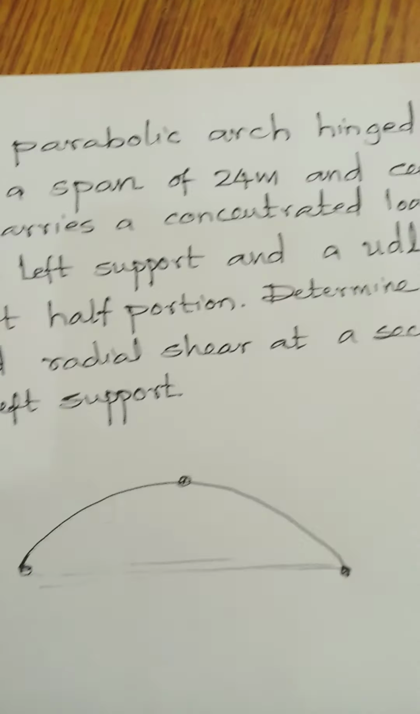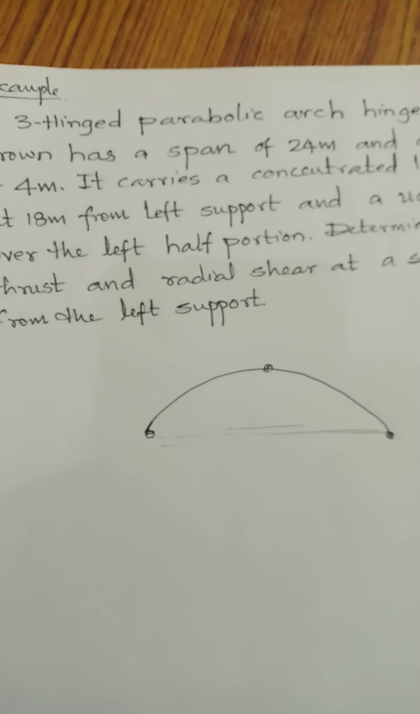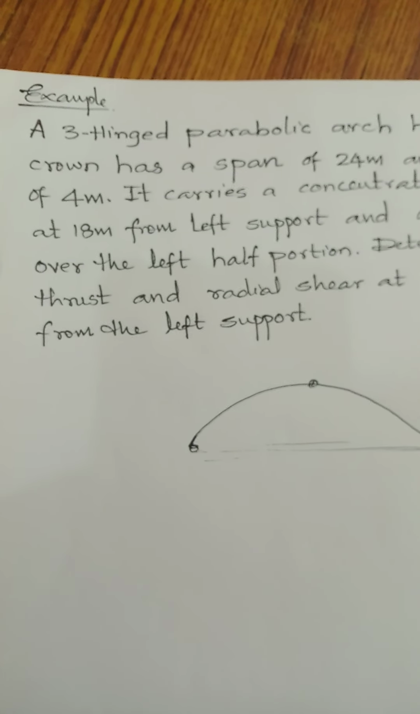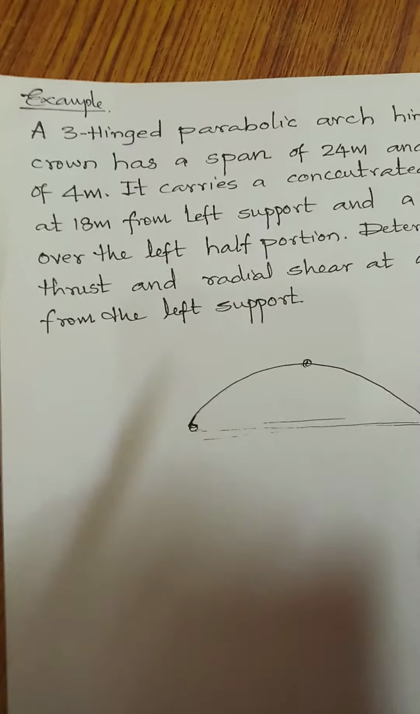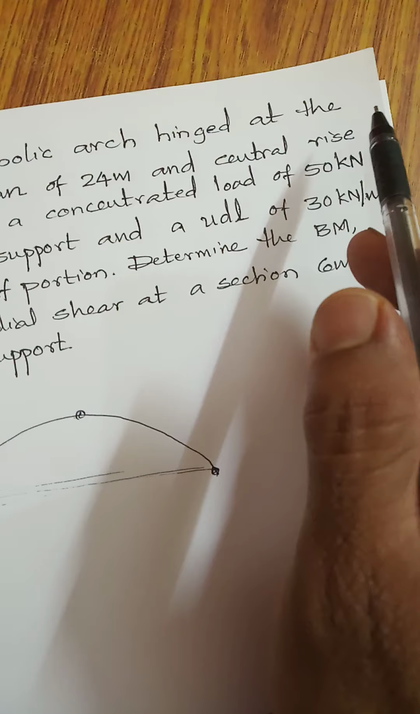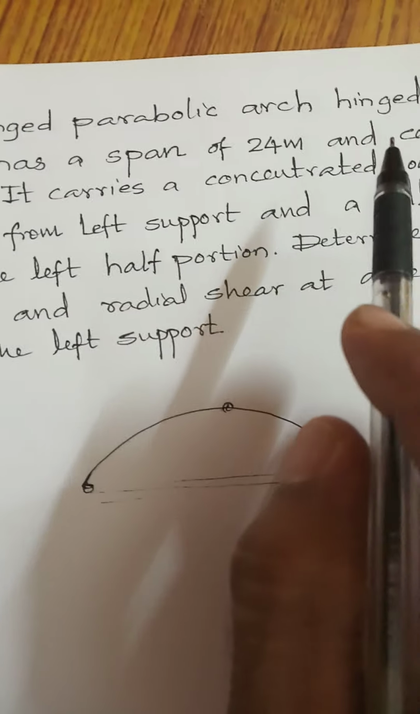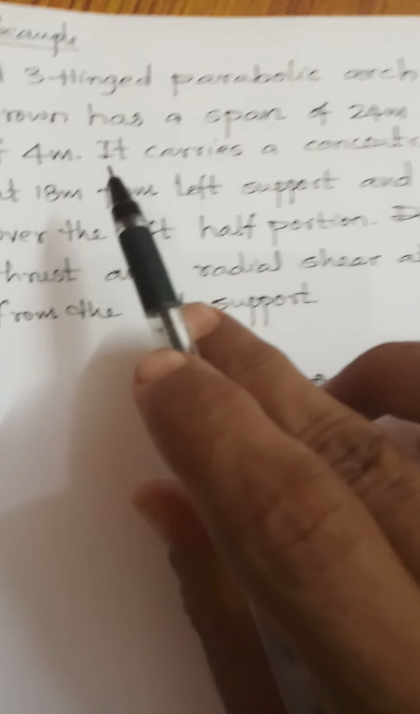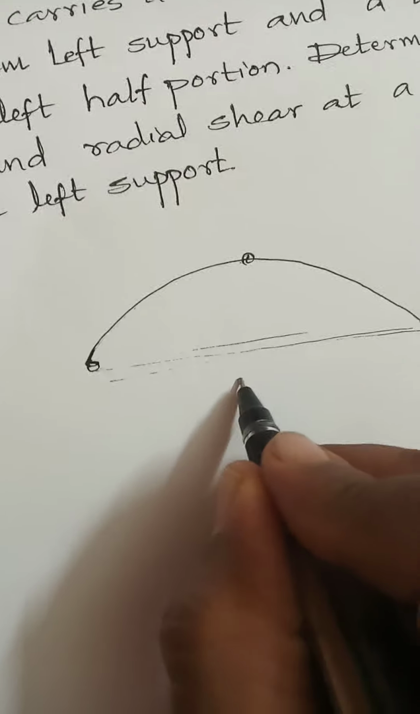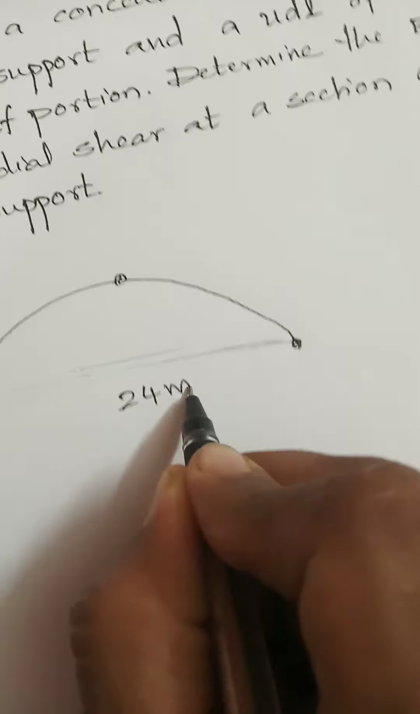So dear friends, we'll start with 3 hinge arches. We'll be trying to explain this with a numerical example. A 3 hinge parabolic arch hinged at the crown has a span of 24 meters and a central rise of 4 meters. So here we'll be showing a 3 hinge arch with a span of 24 meters and a central rise of 4 meters, as it is given in the problem.